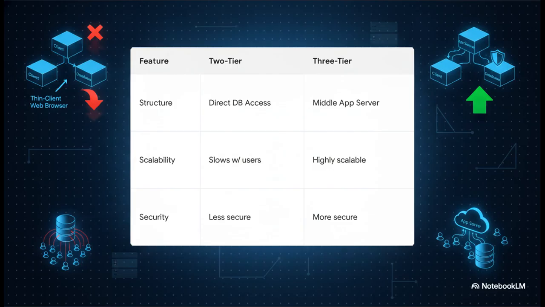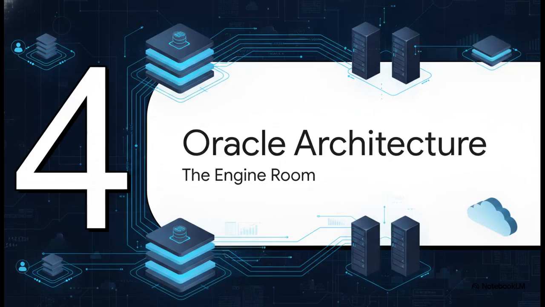And why is this the industry standard? Well, as user numbers explode, 2-tier systems can suffer massive performance hits. The 3-tier model, which often uses a thin client web browser, is vastly more scalable. Plus, and this is huge, it is substantially more secure because the client is never, ever allowed to communicate directly with the database.